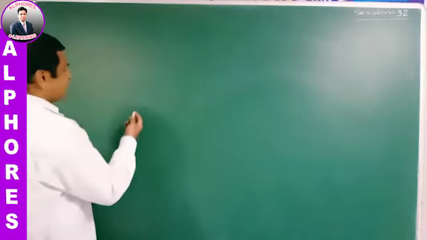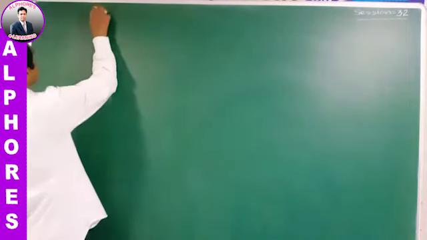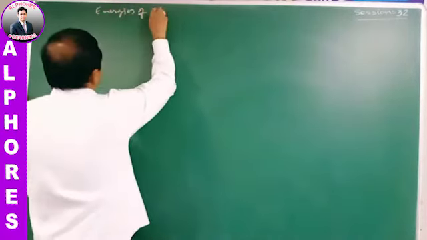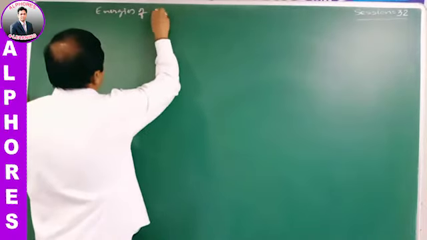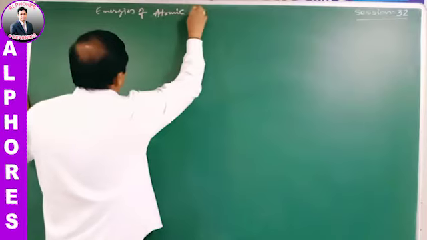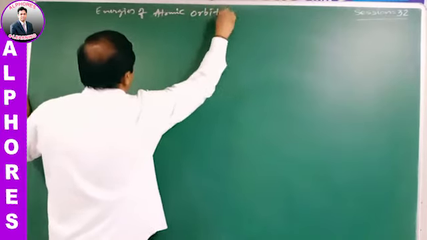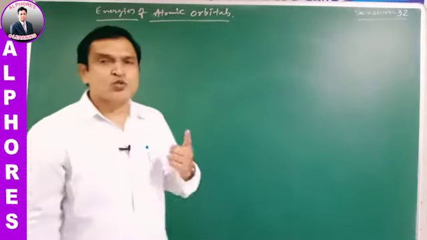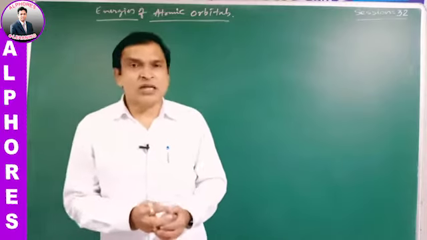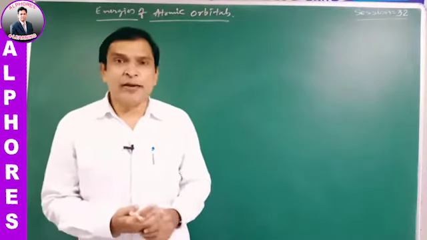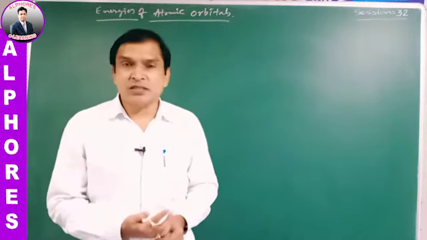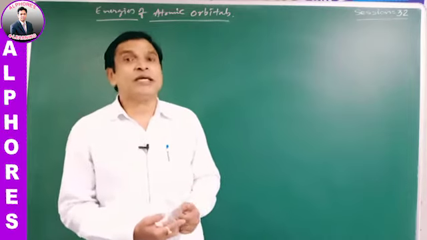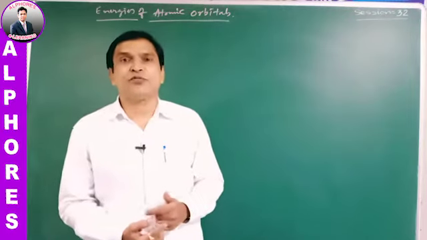So, energies of atomic orbitals. See, what are the different orbitals we have? The s subshell contains only one orbital, the p subshell contains 3 p orbitals, the d subshell contains 5 d orbitals, and the f subshell contains 7 f orbitals. Now, energies of various s, p, d, f orbitals.